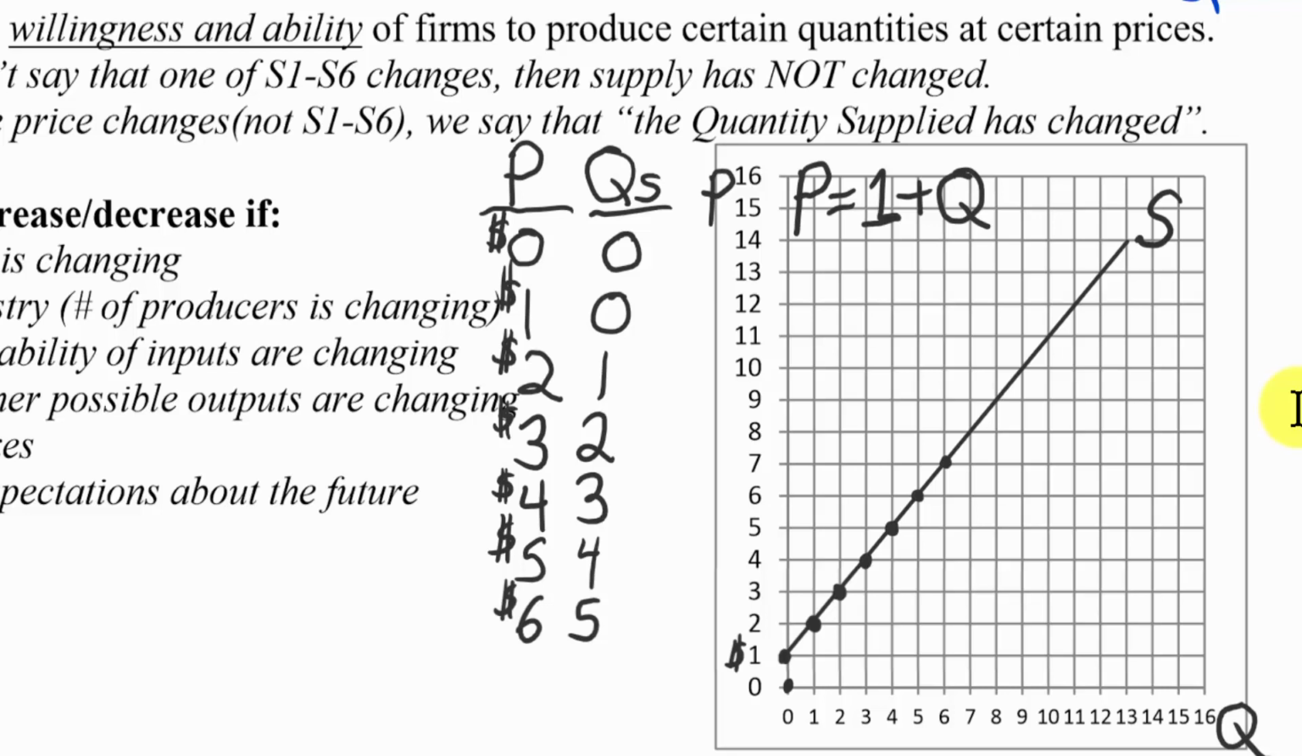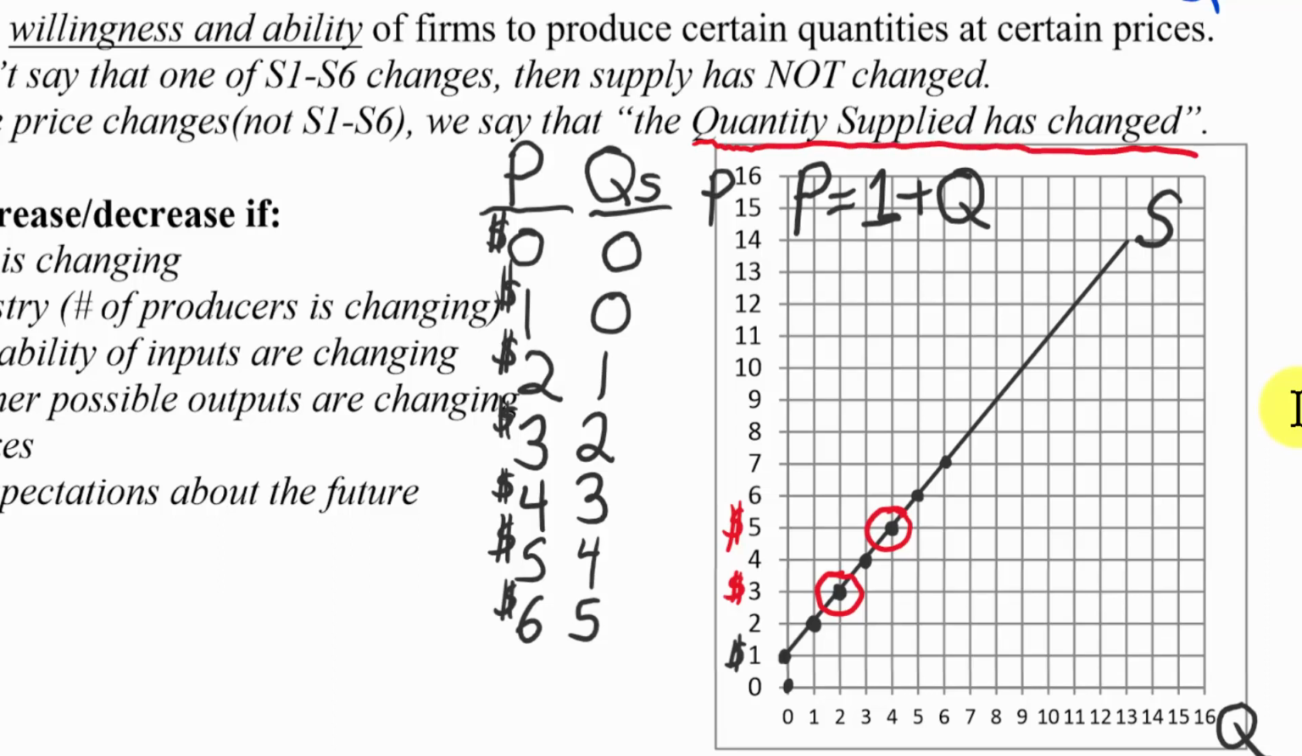So if I'm a business, we can very easily look up for any price what quantity I would be willing to supply per person in this neighborhood. So if we were starting out and the price was $3 that I could sell pizza for today, and then tomorrow I could sell pizza for $5, what we would say is when the price went up from $3 to $5, my quantity supplied increased.